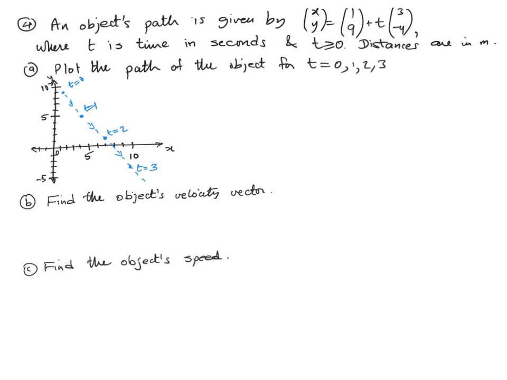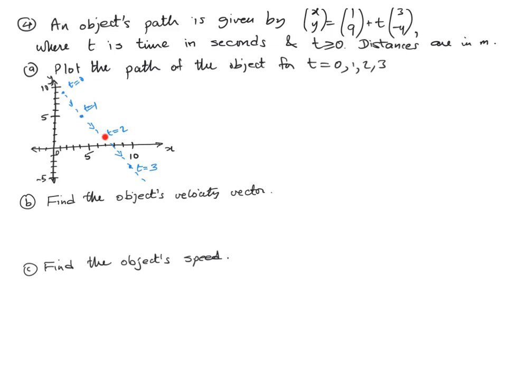Now the question says find the object's velocity vector. Well, velocity is measured in meters per second and has direction associated with it. Time is being measured in seconds. Distances are being measured in meters. So the direction vector, this one right here, literally is the velocity vector. It's telling us how to move. We went right 3 and down 4 to get from this point to this point.